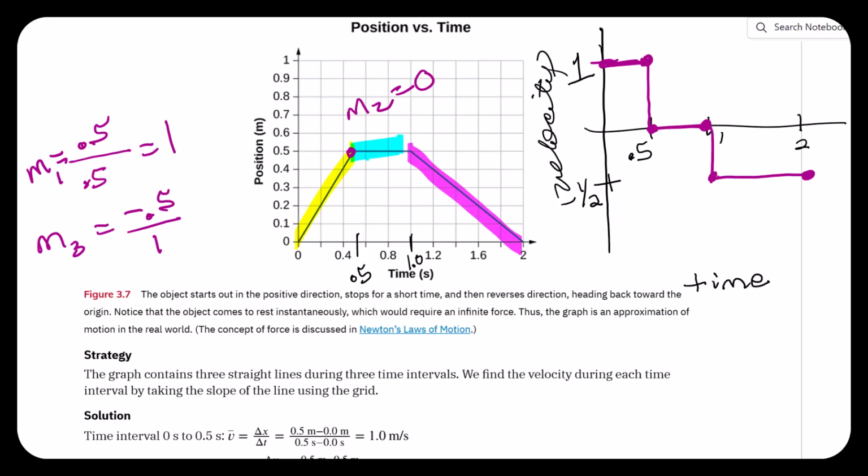Why would I ever want to do that? And the answer is because one day you're going to have to do it in physics to understand how position and velocity are related. So again, the idea is position, velocity.